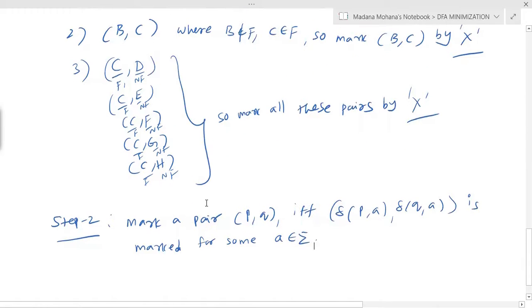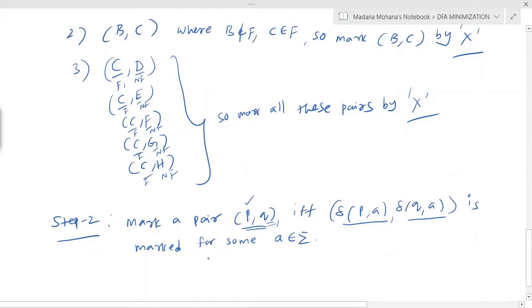See this condition. Now you have to mark a pair P comma Q if and only if there exists a marked pair obtained by applying the transition function. For the pair, the first state is P, so you find the transition of P by applying delta of P comma a. Similarly, for the state Q, find its transition, that is delta of Q comma a, on some input a belonging to sigma. Sigma is the alphabet. In our case, sigma equals 0 comma 1, so either on input 0 or on input 1. In any one case, if this pair, delta of P comma a and delta of Q comma a, is marked, then you can mark P comma Q.